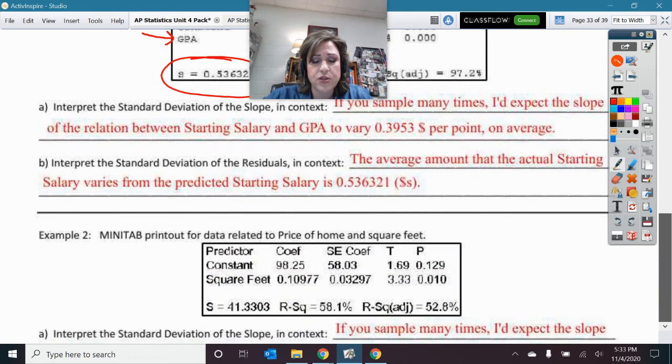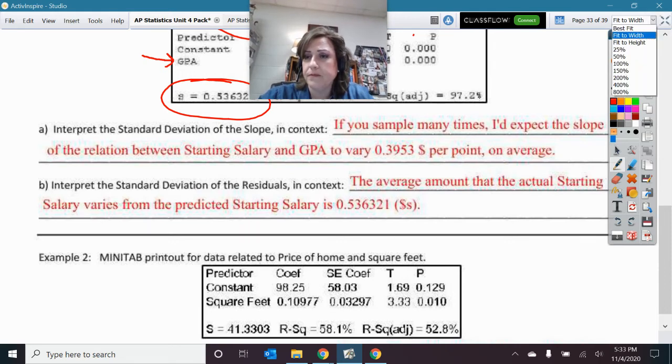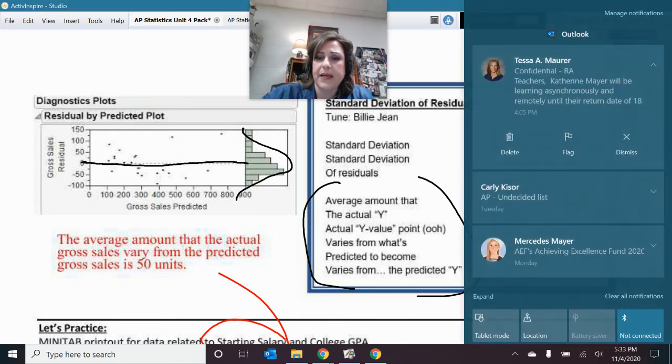All right, here's the next one. Stop the video, see if you can do it yourself. Price of the home per square foot. All right, let's come back here and let's check them.